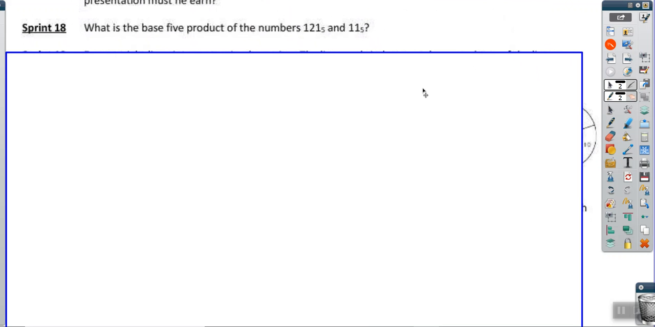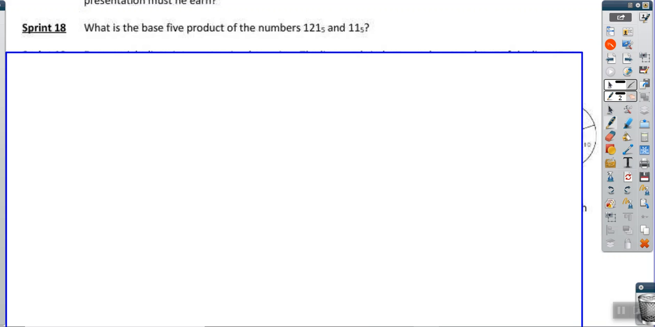What is the base 5 product of the numbers 121 base 5 times 11 base 5? All right, so there are 2 ways we can do this. The first way is we can multiply them in base 5. Well, let's see what happens if we do that, shall we?